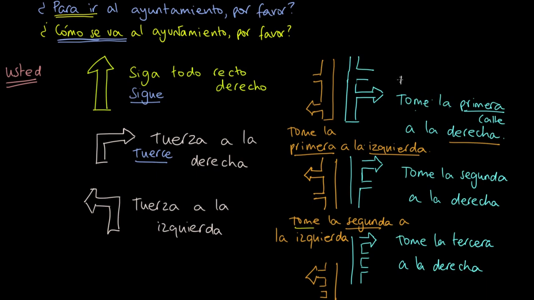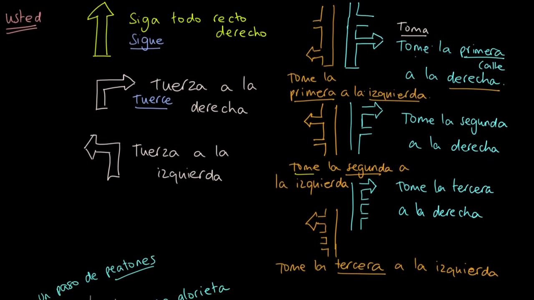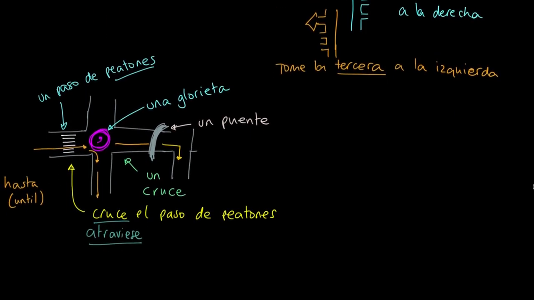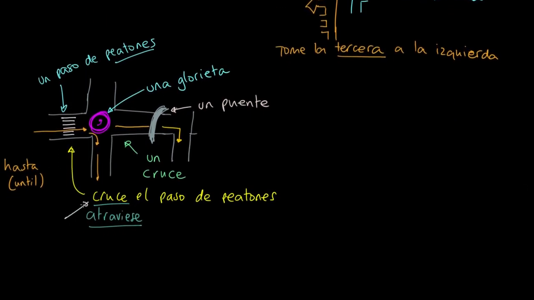Instead of tome, we will have toma. Okay? Toma la primera, toma la segunda, toma la tercera calle. Okay? And then instead of cruce or atraviese, I will have cruza, and I will have atraviesa. Okay? So these are worth bearing in mind, because if you hear instructions, you may hear either way. You may hear people addressing other people as tú, and you may hear people addressing other people as usted.